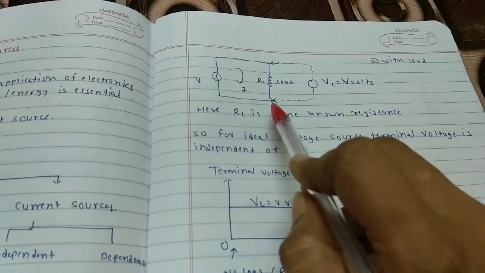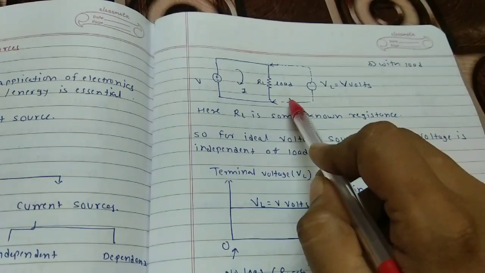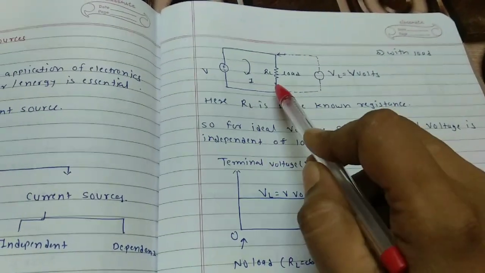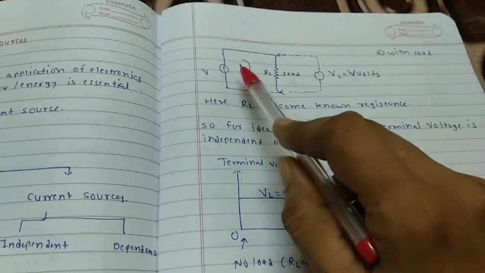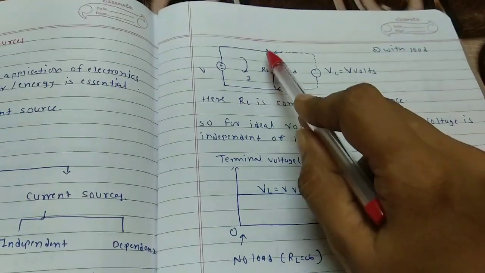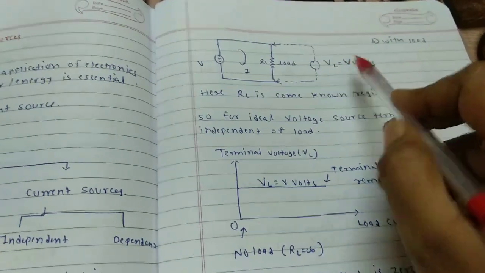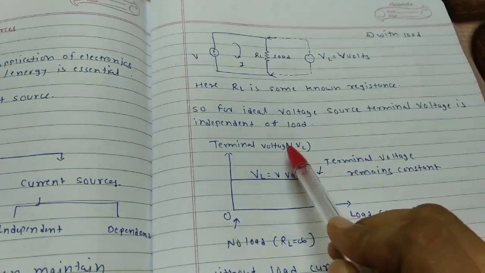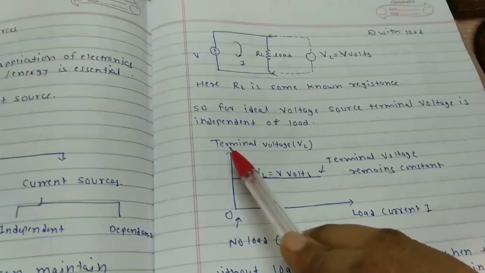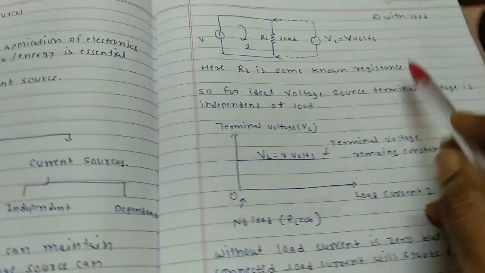So I can measure a voltage across these two points, VL, and that is equal to V. Because of this closed circuit, current I starts flowing through the circuit. RL is the known resistor, V is the applied voltage, and I is the current flowing through this circuit. Across this RL, I can measure a voltage VL equal to V volt. So for an ideal voltage source, the terminal voltage is independent of load. We have seen in the previous case also, with no load condition, VL is equal to V volts, and here also VL is equal to V volt.